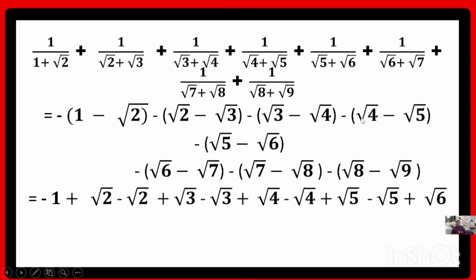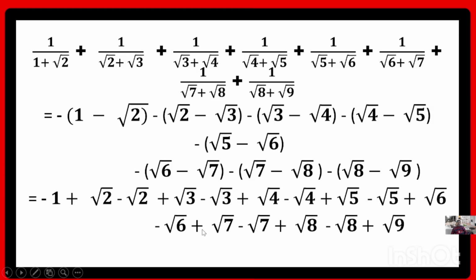Can you say here what plus root 4 will be? Minus root 4, yes or no? Similarly, minus root 5 will be plus root 5. And plus root 5 inside the bracket has a plus sign, so it will be minus root 5. And minus root 6 will be plus root 6. Similarly, minus of root 6 minus root 7. Since there is a minus sign, root 6 is followed by a positive sign, so plus root 6 will be minus root 6, and minus root 7 will be plus root 7.